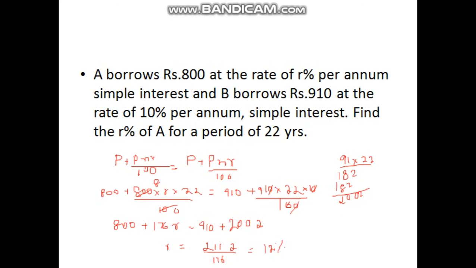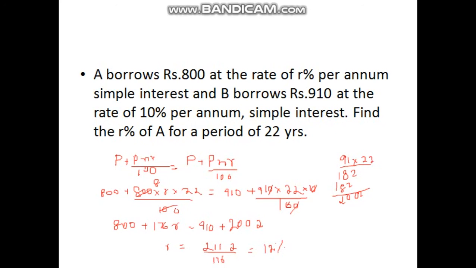Next question, guys, the same previous question but with some changes. Here we have to find the R percentage of one person. A borrows rupees 800 at a rate of interest R percentage per annum, and B borrows 910 at 10% per annum simple interest. Find the R percentage of A for the period of 22 years. The same previous question, with some part changed.